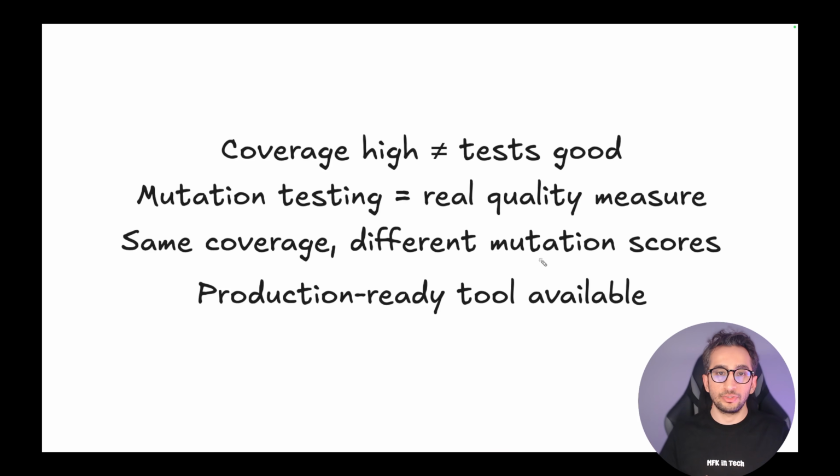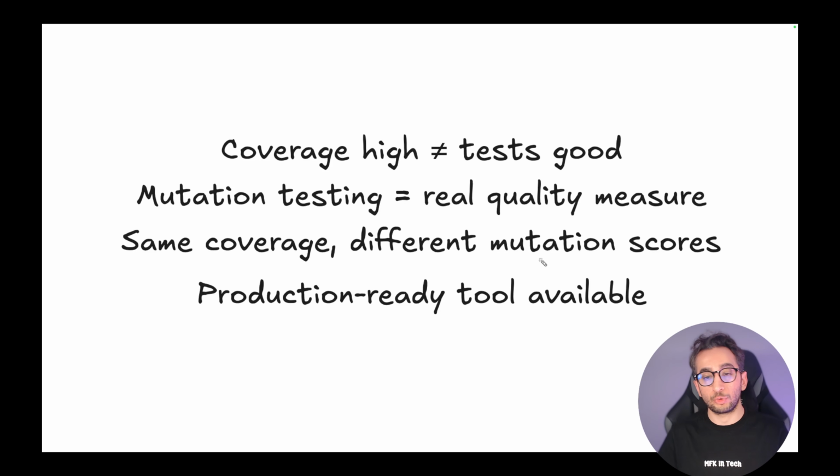In this project, we learned that high code coverage doesn't mean high test quality. They are not the same thing. Let's say we have two projects and both have the same code coverage, like 50%, but the first one has a mutation score of 1.0, 100%, and the second one 50%, that means the first one has better test quality. The second lesson is that mutation testing is the real quality measure. And the same coverage can have different mutation scores, like the example I gave you.